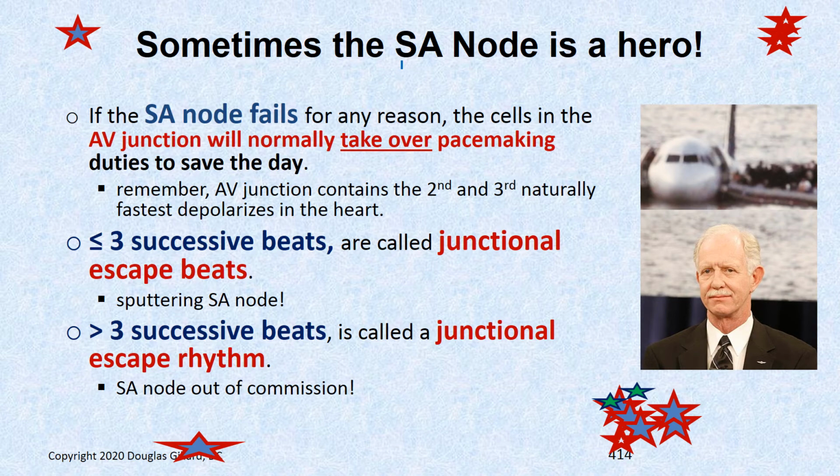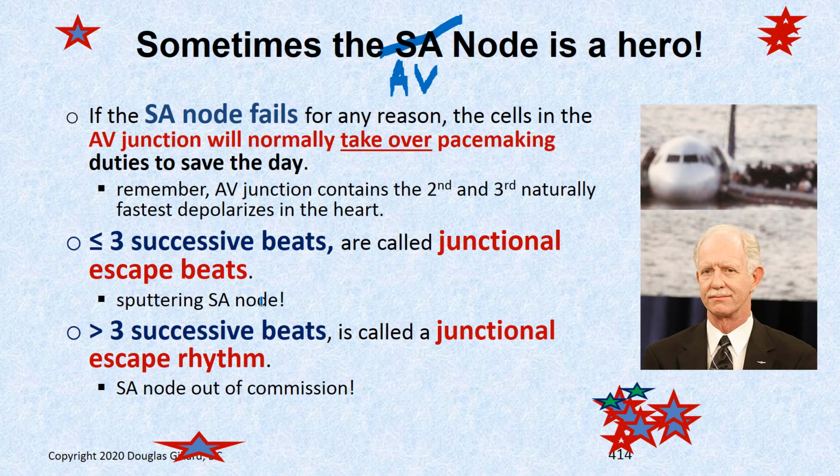So sometimes the AV node is a hero, right? If the SA node fails, like say you've had a myocardial infarction or you had an infection and you knocked it out, then the SA node won't work. The AV node will come to the rescue and it'll rescue the heart. Maybe the SA node is sputtering. It's like having a bad day, and sometimes it generates an action potential at 80 beats per minute, and sometimes it just doesn't. And so there are 2 possibilities with the AV node saving the heart.